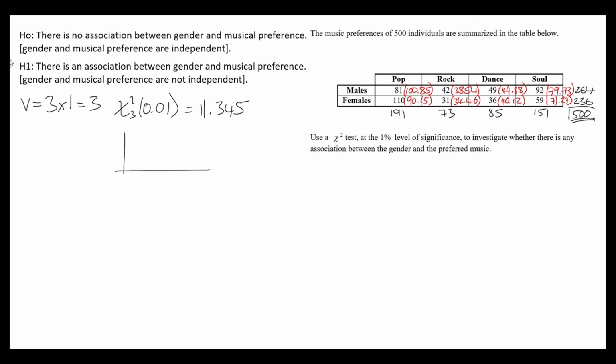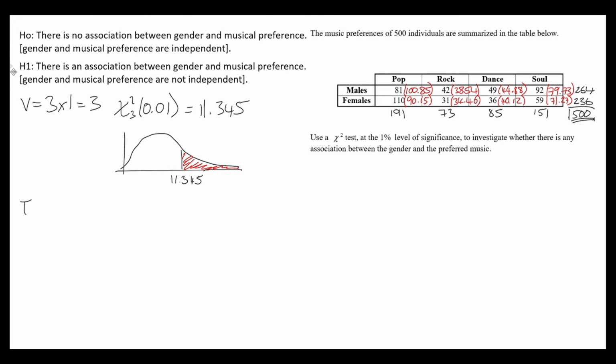Let's just get that on a diagram. 11.345 is over here. Any test statistic that we get that's in the shaded region is going to be a significant result.